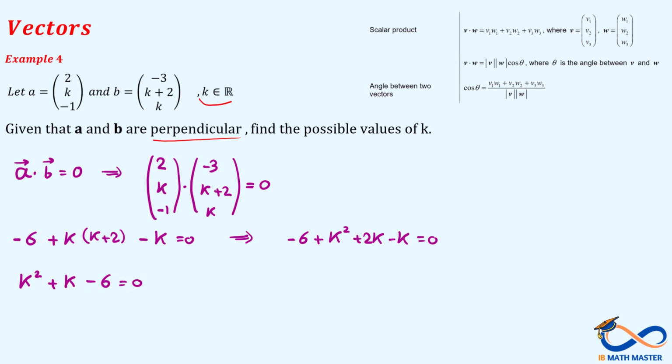We can simply factorize this quadratic like this. We need two numbers that add up to 1 and multiply to -6. They will be 3 and -2. So we will say here either k plus 3 is equal to 0, and that means k will be -3, or k minus 2 will be 0, which means k will be 2. So these are the possible values of k.